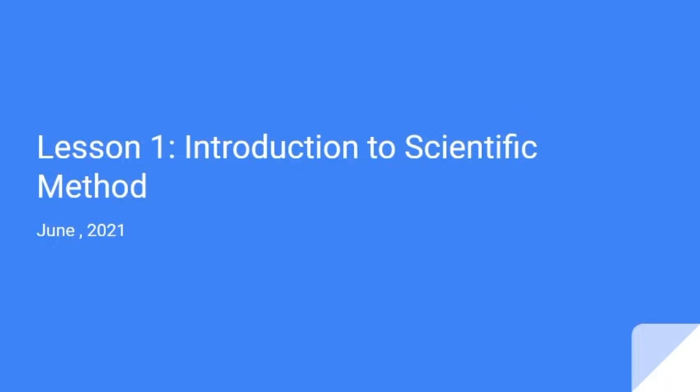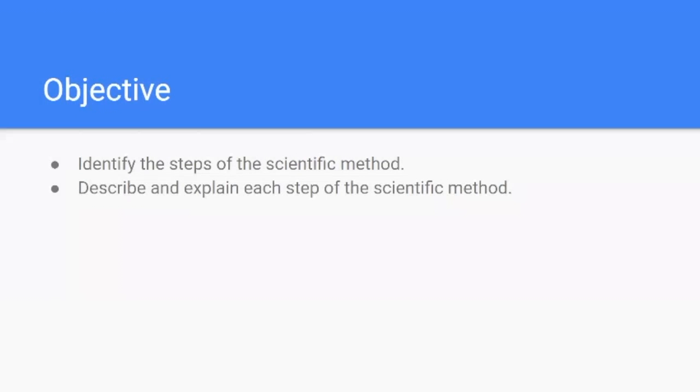So lesson 1 is Introduction to Scientific Method. This is the first lesson of our 6th grade science class. The objective of this lesson is to identify the steps of the scientific method and also explain how it contributes to the lab.